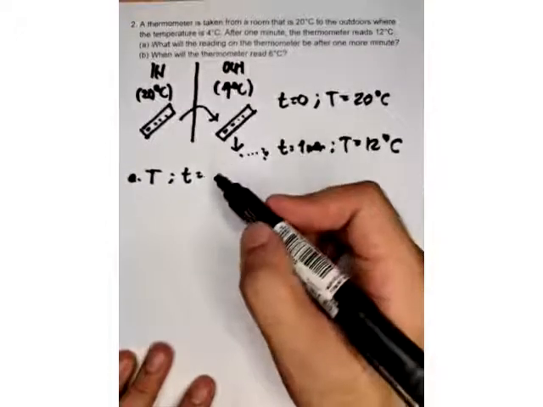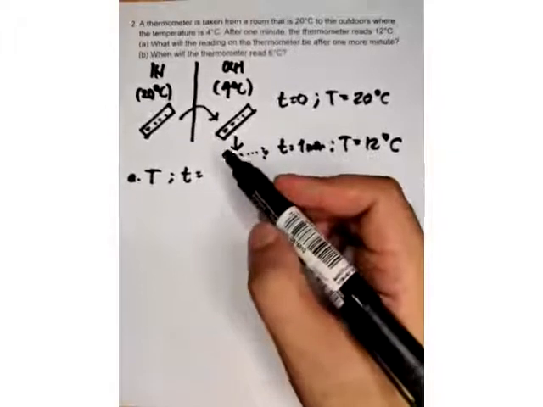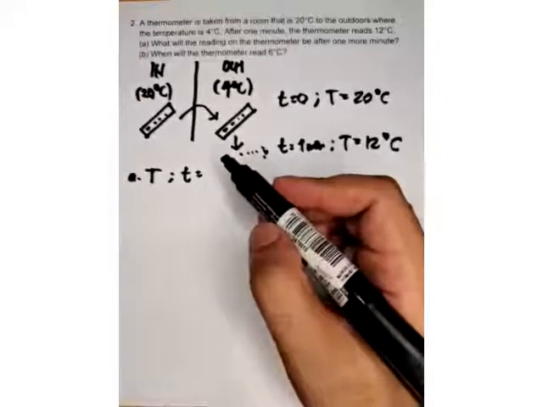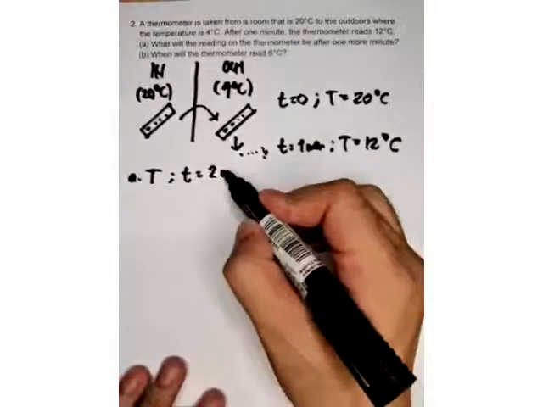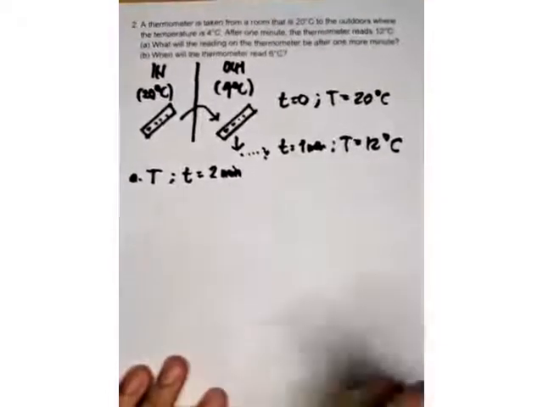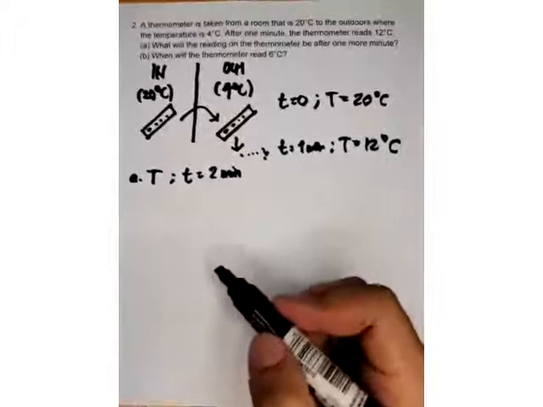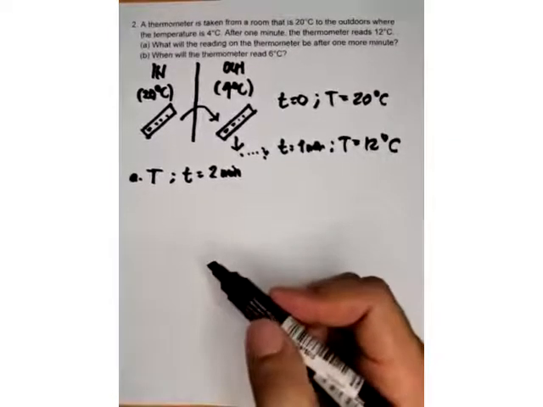Someone's typing kanina. Si Ivan ba? Ivan? What do you think, Ivan? Okay, so it's 2. You're correct. So 2 minutes. Not 2 more. 2 minutes. Okay, so that's the first requirement.